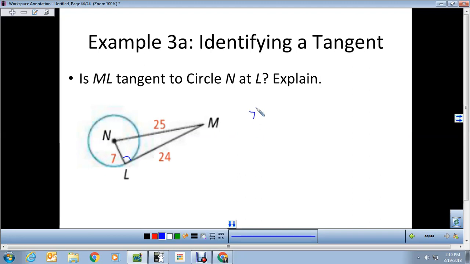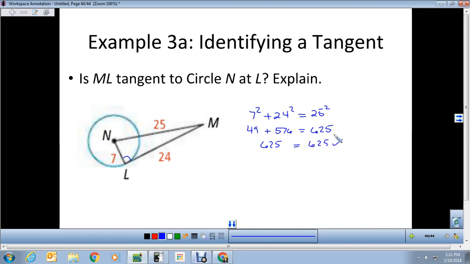So we'll take the two legs, 7 squared plus 24 squared, and set it equal to our hypotenuse, which is 25 squared. So 7 squared is 49. 24 squared is 576. And it's equal to 25 squared, which is 625. So add these two together and we get 625 is equal to 625.